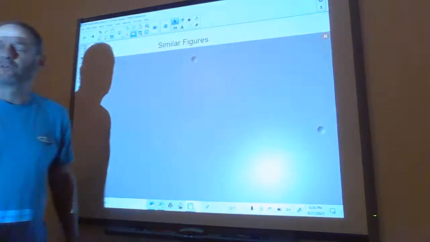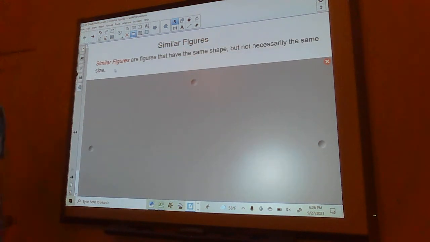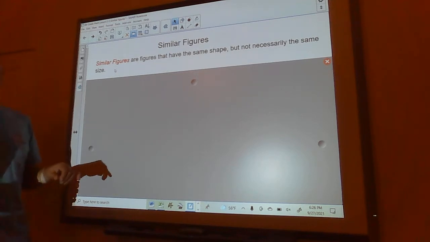Hey everybody, today we are going to talk about similar figures. Similar figures are figures that have the same shape but not necessarily the same size.